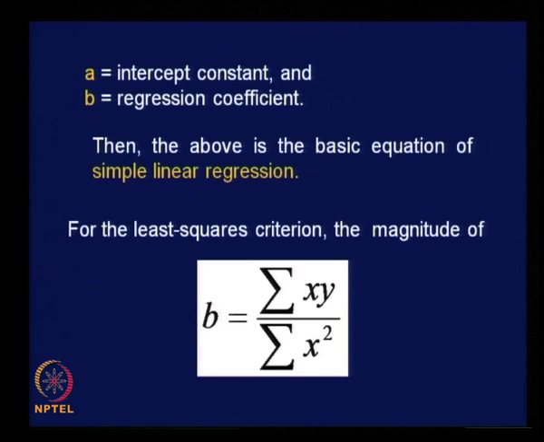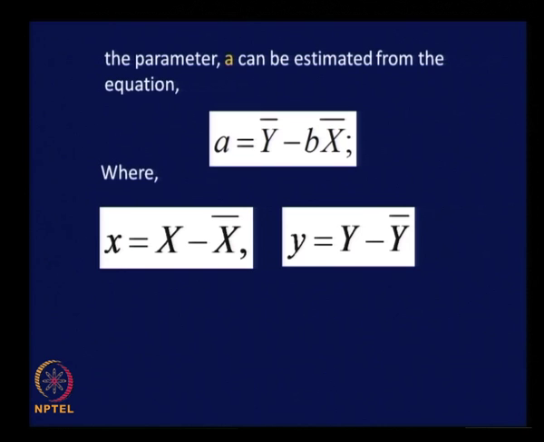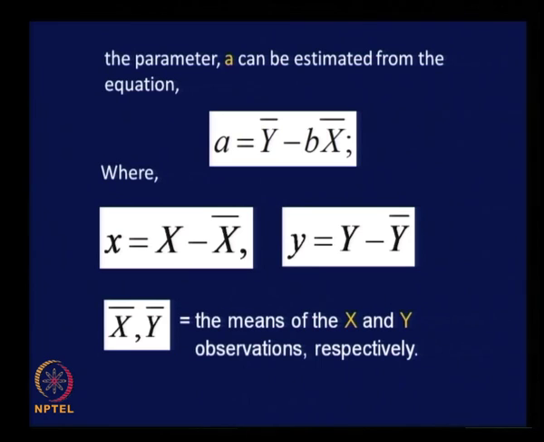They are not same. B is equal to sigma xy divided by sigma x square, and let us get back to this particular aspect. Here small x is equal to X minus X bar and small y is Y minus Y bar. X bar and Y bar are the means of the X and Y observations respectively.